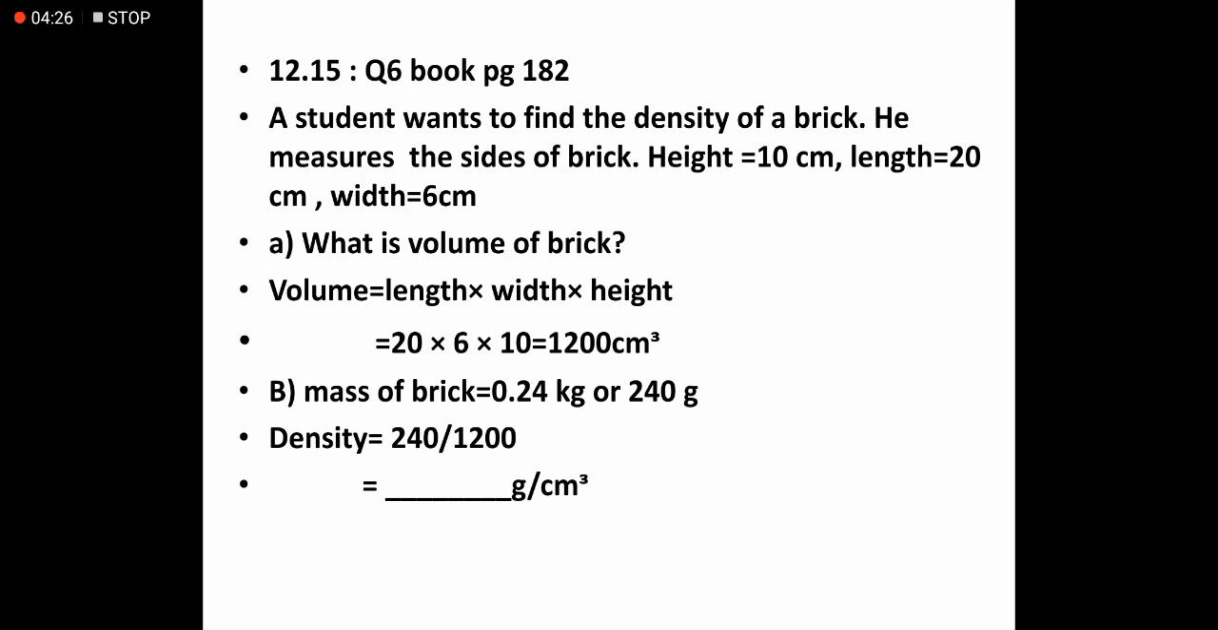Now we are supposed to find out the density. The formula for density is: density is equal to mass per unit volume. Now the volume is given in centimeters, so we will select the smaller unit of mass, that is grams, right? Now I have written 240 divided by 1200. Now you will calculate and find out the density of the brick, right?